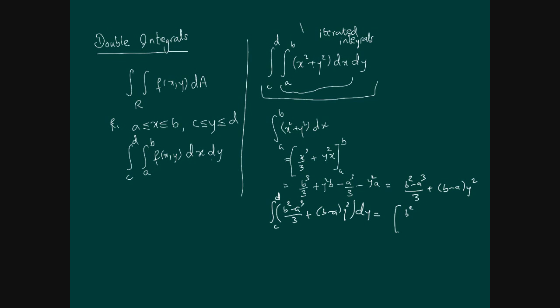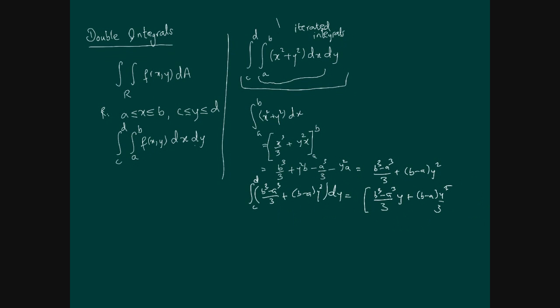No, not b squared, this is b cubed, pardon me. Sorry about that. Okay, so it's (b cubed minus a cubed) over 3 times y plus (b minus a) times y cubed over 3. And the range of values is going to be just from c to d.